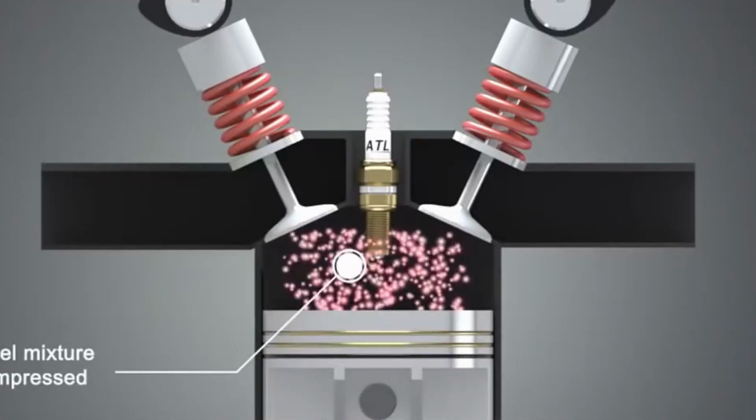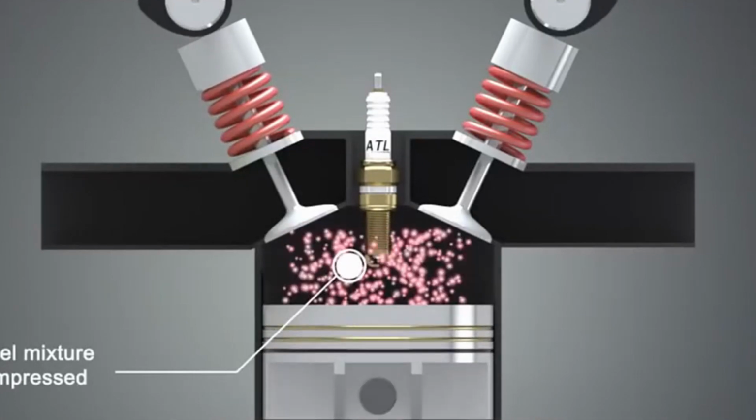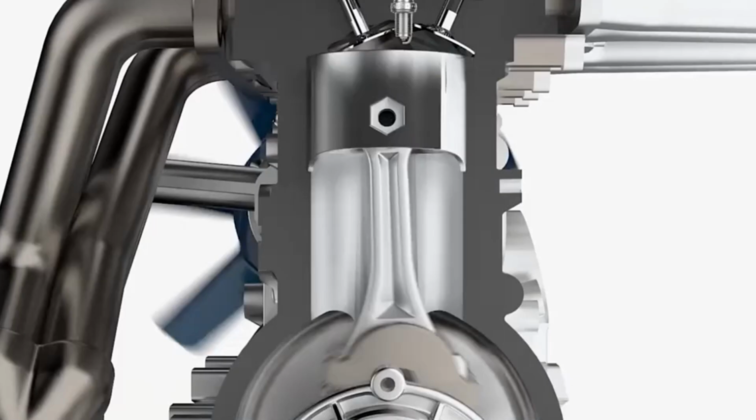Combustion, power stroke. A spark plug ignites the highly compressed air-fuel mixture. This causes a rapid explosion that dramatically increases the pressure within the cylinder. The resulting force drives the piston downward, converting the explosive energy into mechanical energy that rotates the crankshaft.